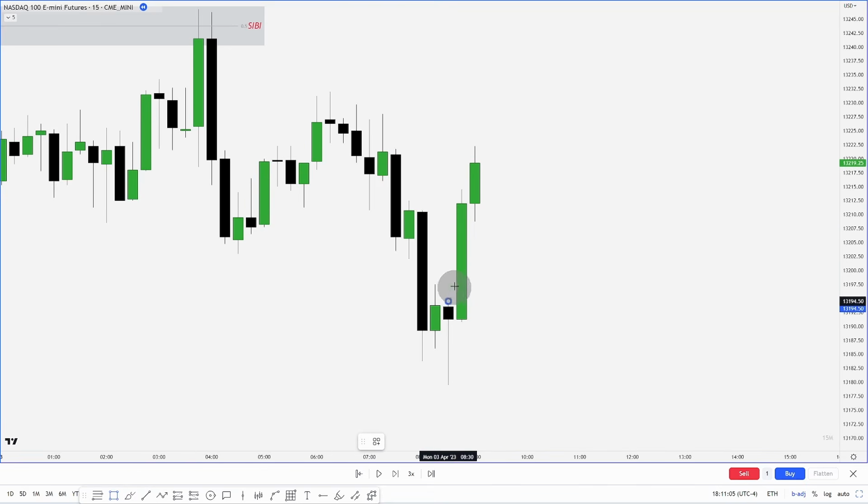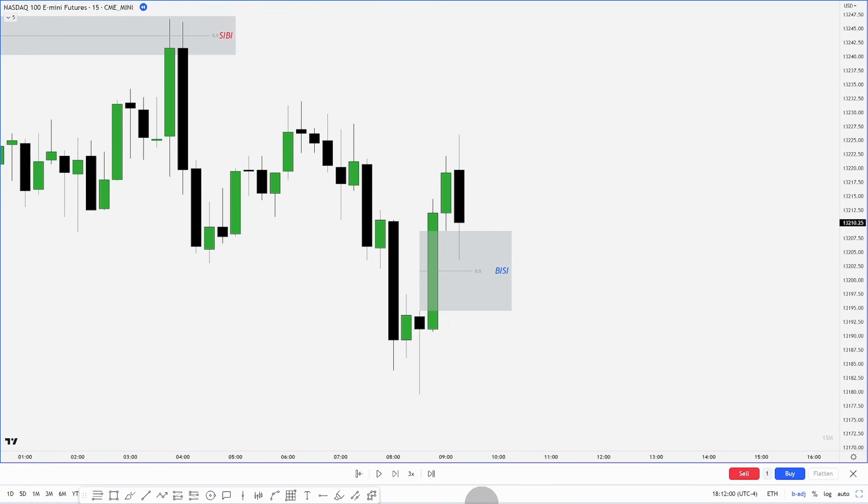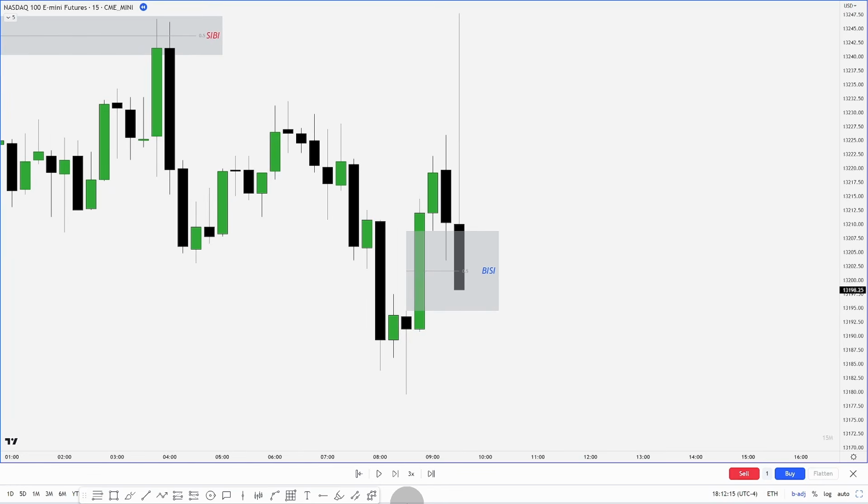Now, if we take a look at this BISI right here and mark out the consequent encroachment, let's see what happens. Price reaches into the fair value gap, closes out, so it is currently respecting. However, if we take a discount and premium of this range, I would like to have it reach a little bit lower to reach a discount of the range. There, price, you can see, we touch the consequent encroachment, close outside of here, and get a continuation higher.